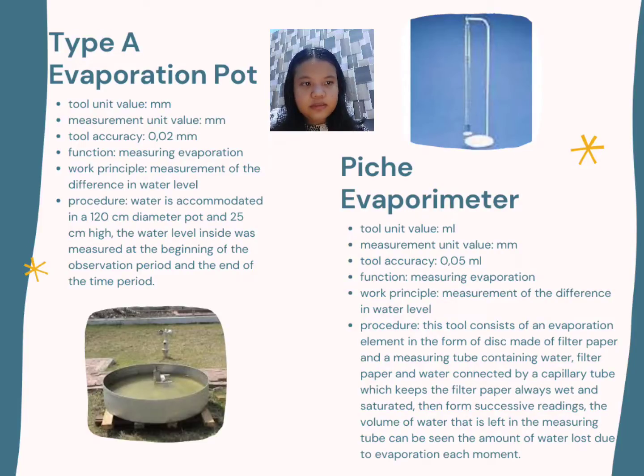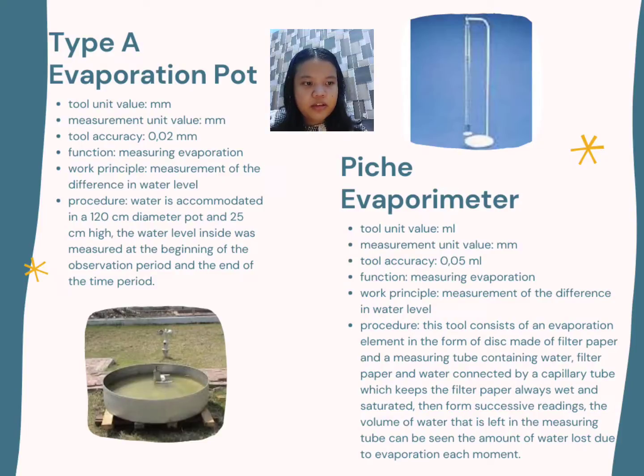Piche evaporimeter, tool unit value is milliliter, measurement unit value is millimeter, tool accuracy is 0.05 milliliter, function is measuring evaporation, work principle is measurement of the difference in water level. Procedure: this tool consists of an evaporation element in the form of a disc made of filter paper and a measuring tube containing water.